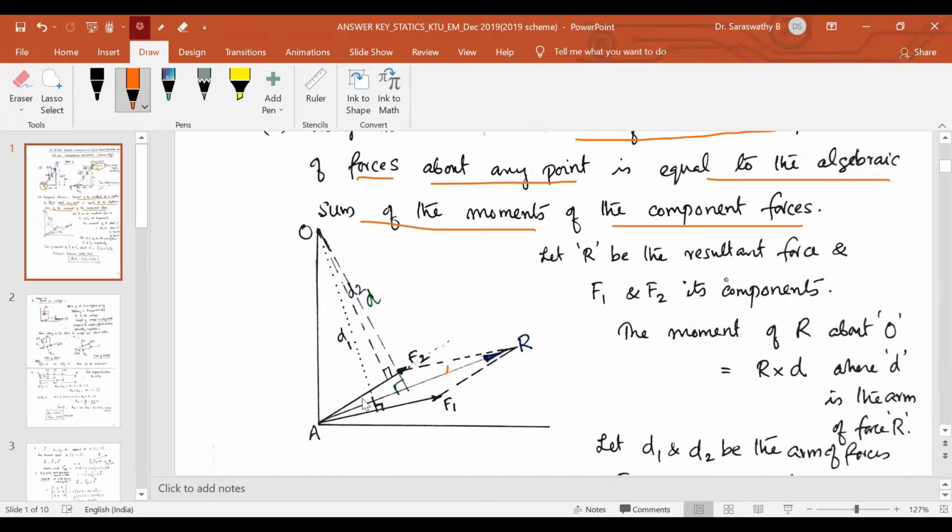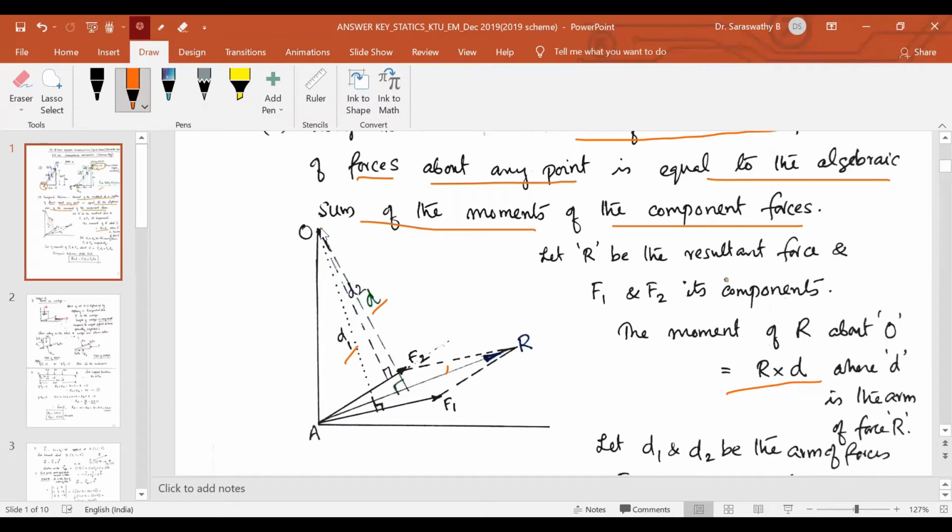Okay, R be the resultant, F1, F2 are the component forces. The law states moment of R, if you take any point O, moment of this resultant about O. How will you find out the moment? Force into perpendicular distance. So I'll drop a perpendicular from O to the line of action. Say from O to the line of action, I have dropped a perpendicular, let it be D. So R into D is the moment about O. That is what is written here. F1, this is the line of action. Drop a perpendicular from O to the line of action of F1. So let it be D1.